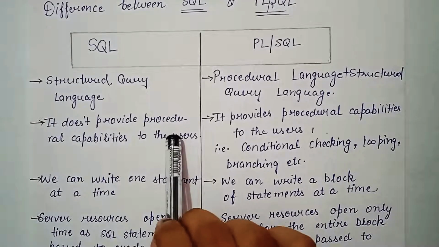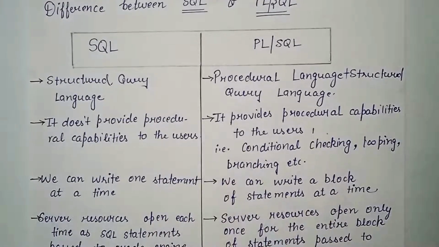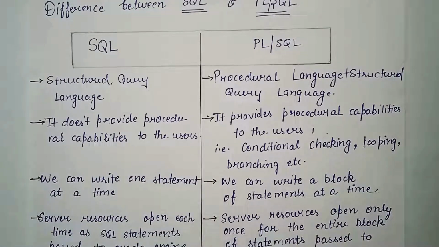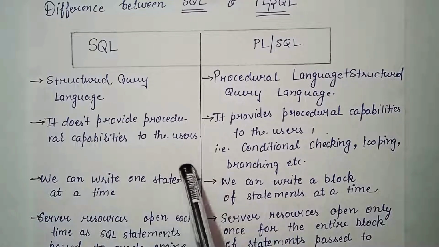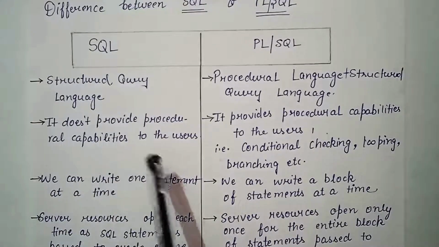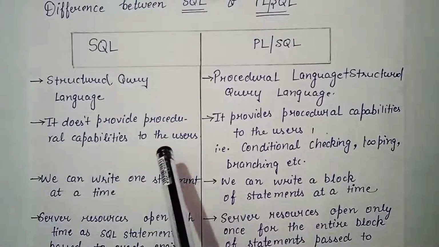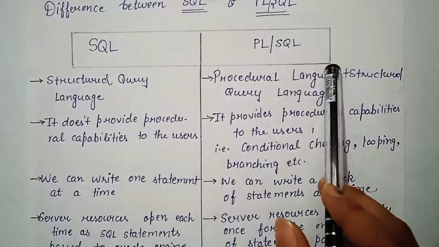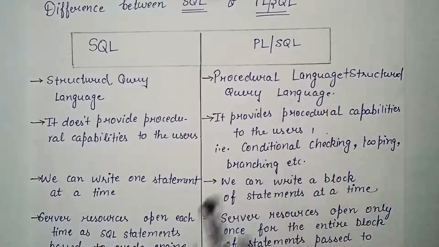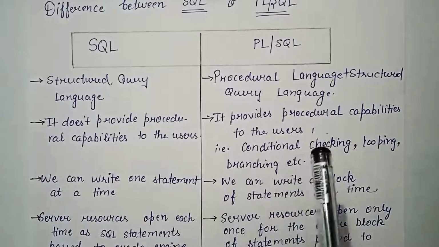So this is a quite important difference between both of these. Okay, so what is it saying here? SQL doesn't provide any procedural capabilities to the users. Okay, so this is a major drawback of SQL because it was lacking procedural capabilities for the users. So in order to overcome this drawback, PL/SQL was introduced. Okay, so this is the main reason why PL/SQL was produced, in order to provide procedural capabilities to the user.